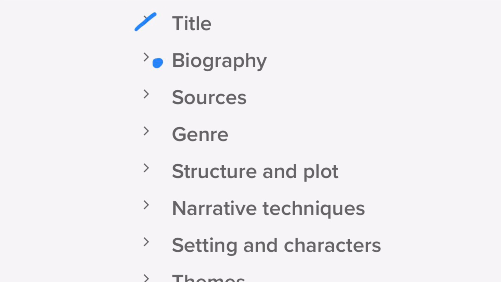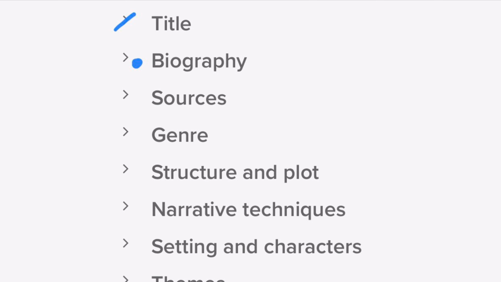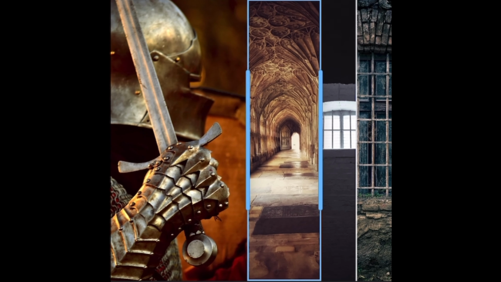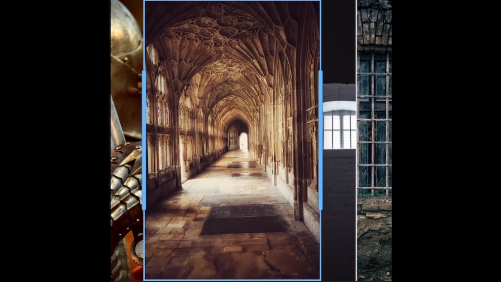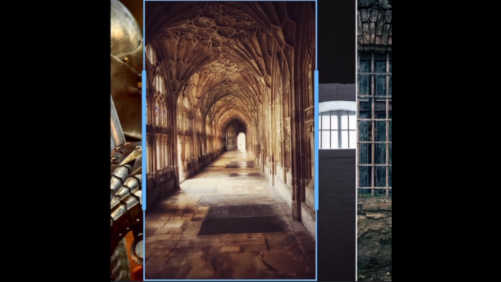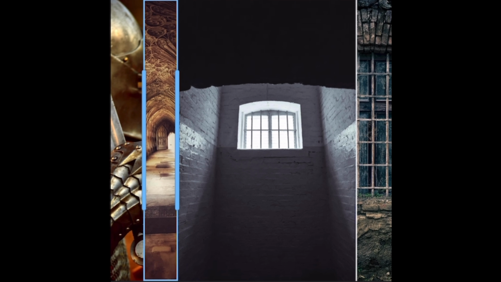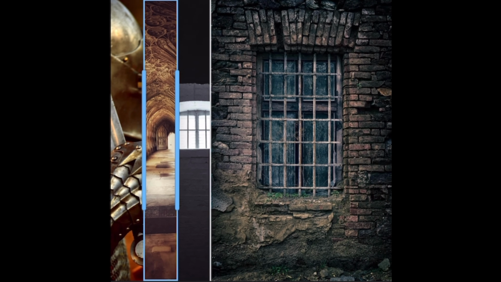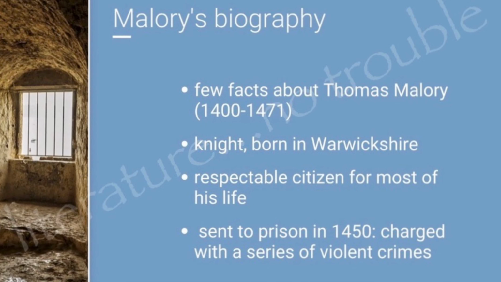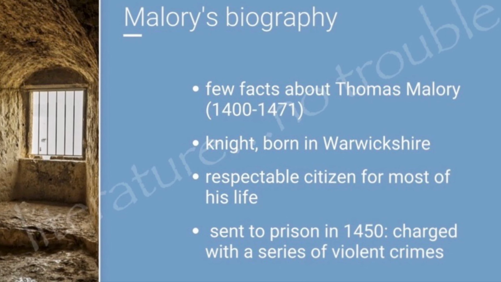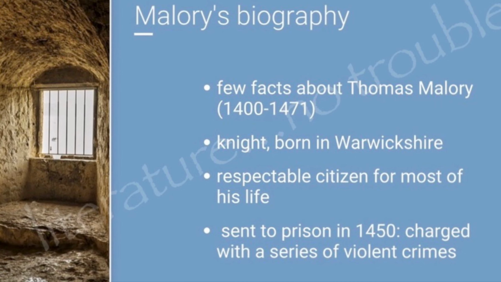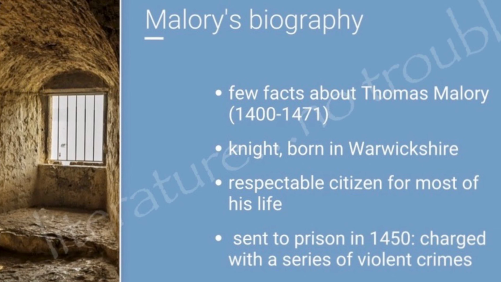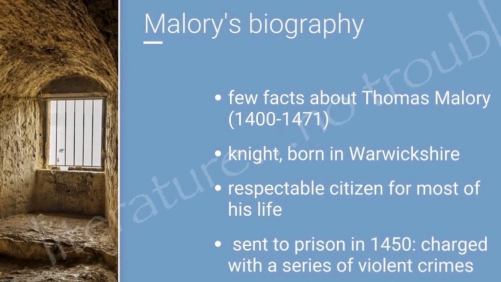Let's go to the second point, Malory's biography. There are just a few facts concerning Thomas Malory that we know of. He was born in 1400 and died in 1471. It's often assumed that he was a knight born in Warwickshire. For most of his life, he led a respectable life. He became suddenly an outlaw in 1450. He was sentenced to jail after being accused of a number of offences ranging from robbery to attempted murder.